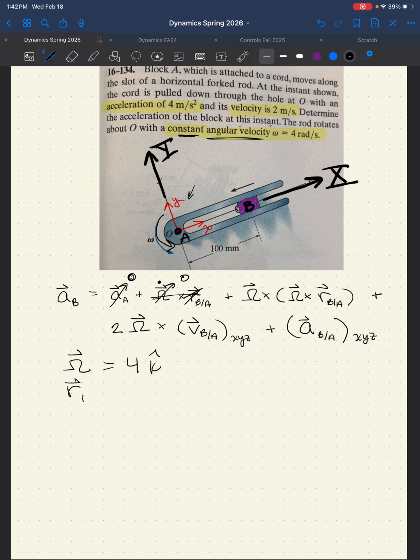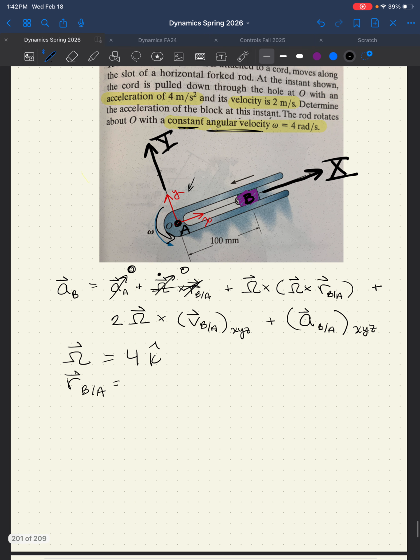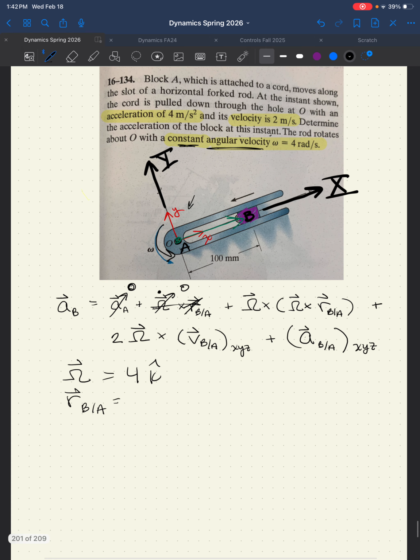Right, what is r B slash A? Well, that's the vector from A to B, at the instant shown. And I see that that is 100 millimeters in the little i hat direction. Notice that this is given in millimeters, but everything else in the problem is in meters. So I'm going to go ahead and translate that into meters. So I believe this is 0.1 meters, little i hat.